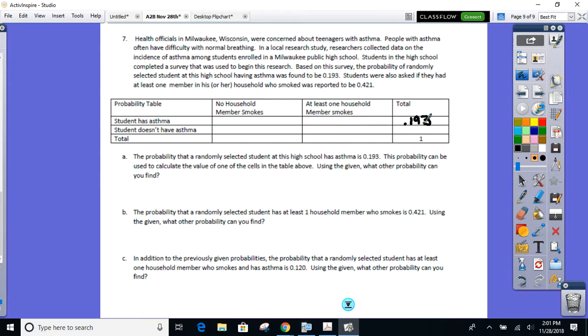And the question is now asking, what other probability can you find? Now that you know that 0.193 in the total, what other probability can you find up here? Which other box can I fill in? Student does not have asthma, yes. You can find it, but it just said what other probability.